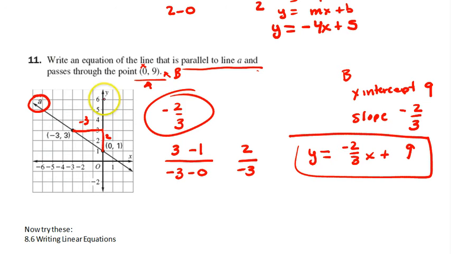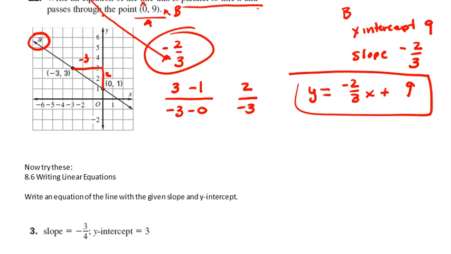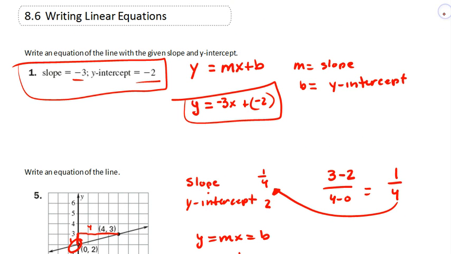If you think about it, point 0,9 would be, this would be 7, 8, 9, about here, right? And if its slope is -2/3, I could go down 1, 2, and over 3 right here, and I would have a line that's parallel to my line here. So this makes sense. All right, now it's your turn to try writing linear equations based on slope-intercepts. This is the end of video 8.6, writing linear equations.